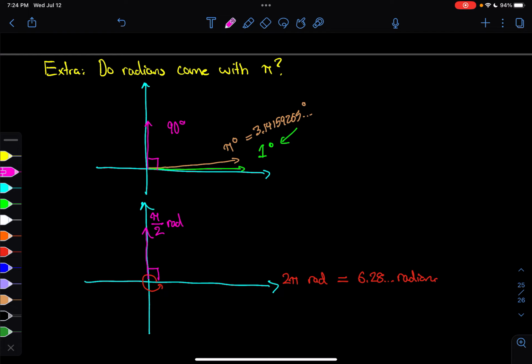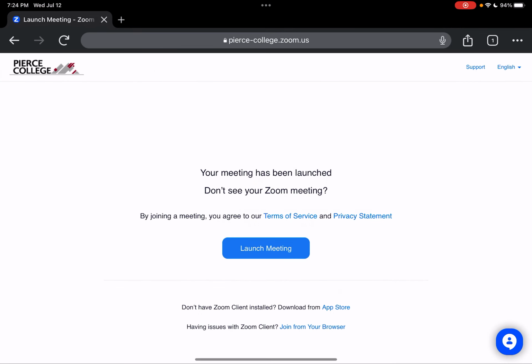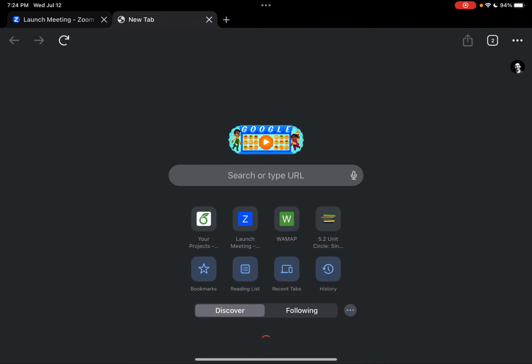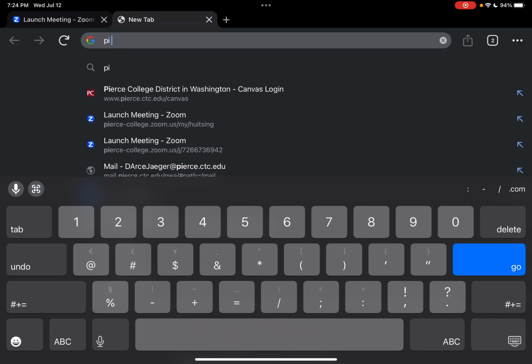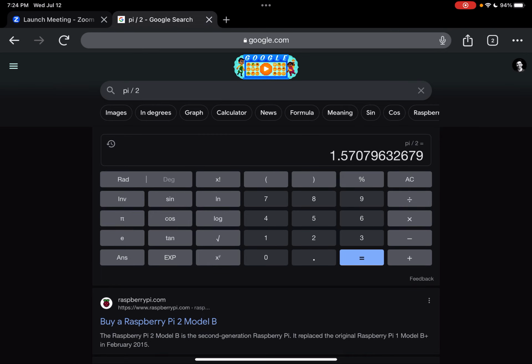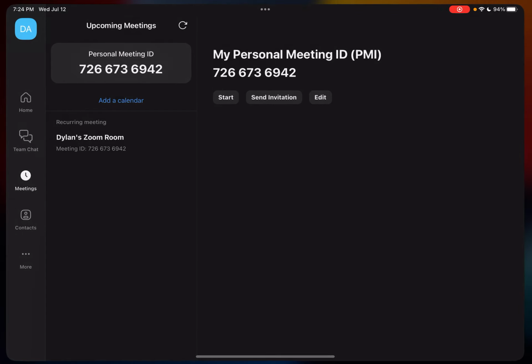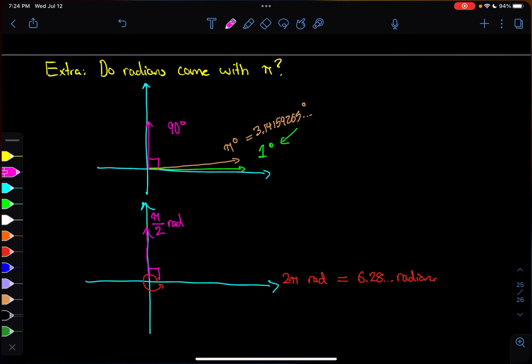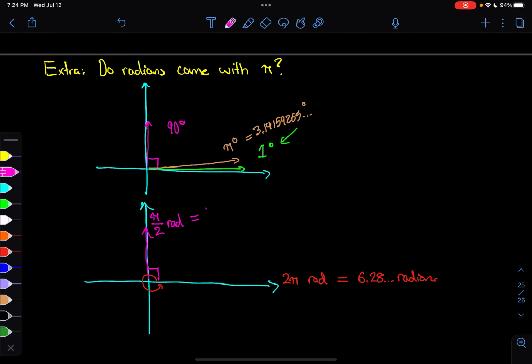And if you go to Google and you type in pi divided by 2, right, you get 1.5707. Okay, so 1.5708 for all intents and purposes. So this is 1.5708 radians, okay? It'd be like saying 1 inch, 2 inches, 2.5 inches. Pi is just a number.